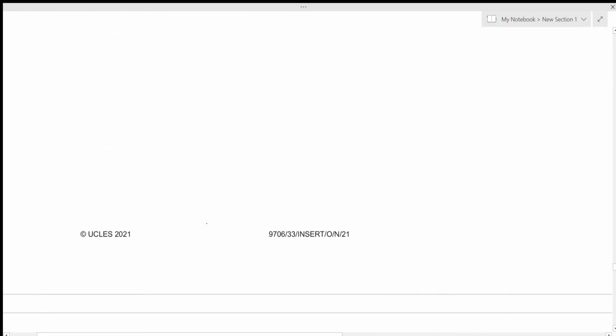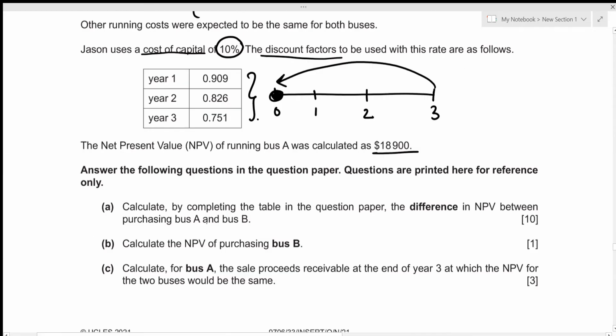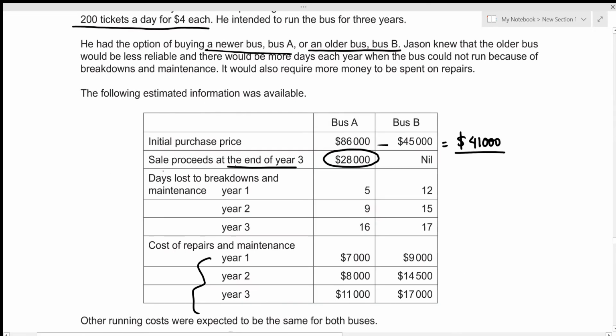Okay, now we can move towards figuring out our changes in receipts. We can figure out the changes in receipts by figuring out the differences in the days lost to breakdowns and maintenance and then calculating the amount lost in those particular days, because we already know that each day Jason expects to sell 200 tickets and the price for each ticket is going to be $4. So we can just multiply these two factors by the number of days, or the difference in days, between bus A and bus B in order to figure out our change in receipts.